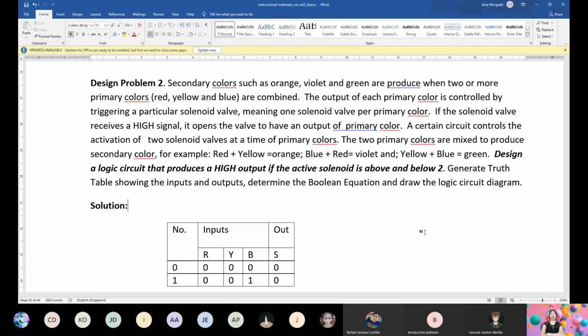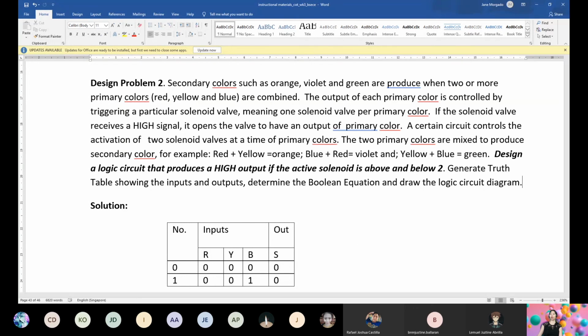Kasi hindi naman siya designed to handle large current. Unti lang. Kaya sa electronics, hindi ka mamamatay sa electrocution. Unlike sa electrical, pwede ka masunog, kasi very large voltage sila, large current, large voltage.